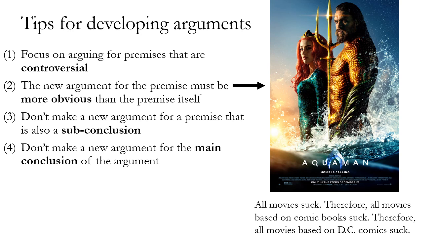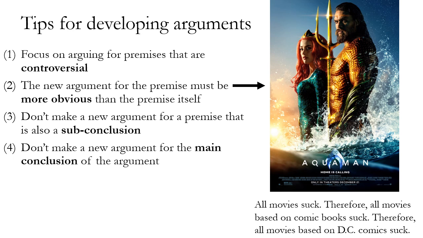So on the right is an example of an argument that fails this principle. All movies suck. Therefore, all movies based on comic books suck. Therefore, all movies based on DC Comics suck. This argument actually makes sense logically, so that first premise could be used to justify the second premise, which is also a sub-conclusion. And that second premise or sub-conclusion could also be used to justify the main conclusion. However, even though in a sense it logically checks out, there's another type of problem.